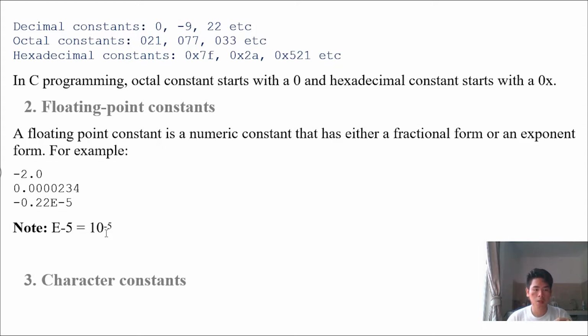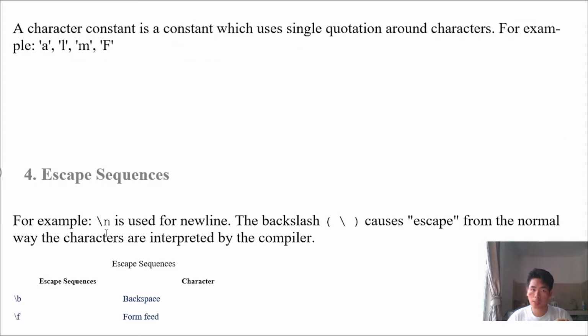The third type of constant is the character. A character constant uses single quotation marks around the character. So you have to use the single quote and then put the character that you want to use inside. And now let's move on to escape sequences. \n is used for a new line, and the backslash escapes from the normal way the characters are interpreted by the compiler. And so now here's the escape sequence.